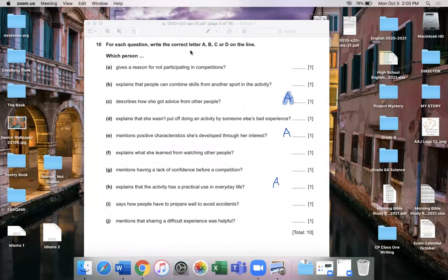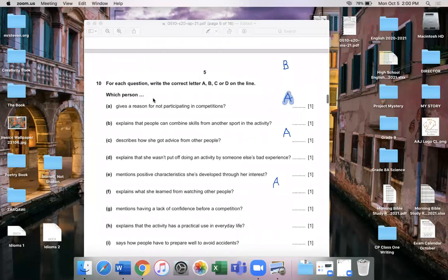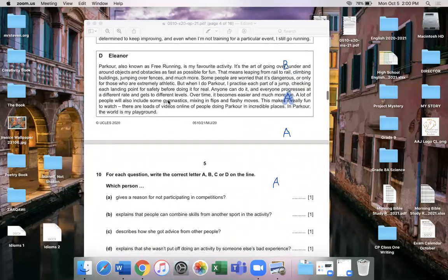She basically disbanded the whole thing. Yeah, so because of her shoulder, I would say absolutely. Okay, so that's letter B. I would argue that letter B explains that people can combine skills from another sport in the activity. That's clearly D. I remember you can bring gymnastics into parkour.